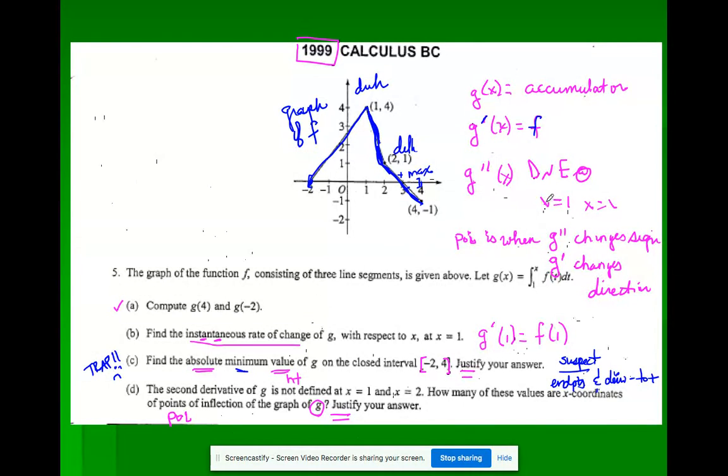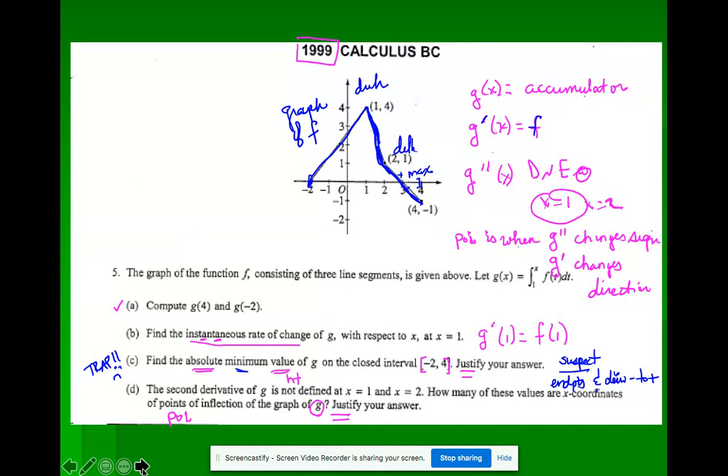Right? X equals 2 is a corner. It is where the second derivative does not exist, but the second derivative would not change sign because the first derivative did not change direction. And that's what they're looking for in the justification. Okay, so again, I'm not going to go all the way through this one. I just wanted to highlight these pieces for you to try.